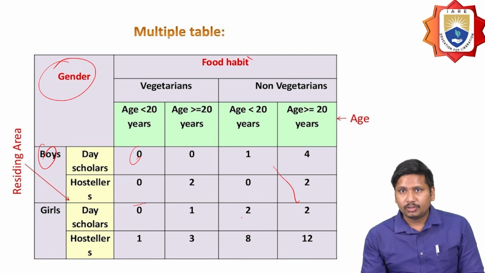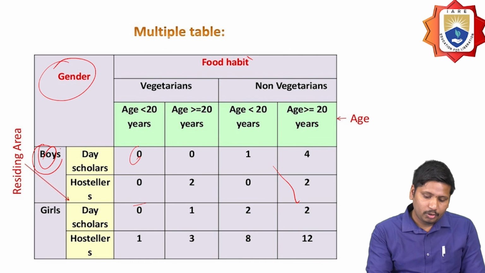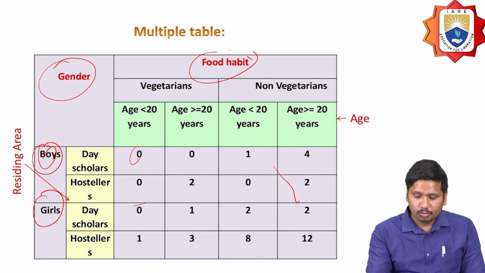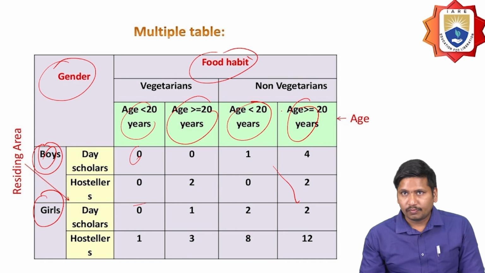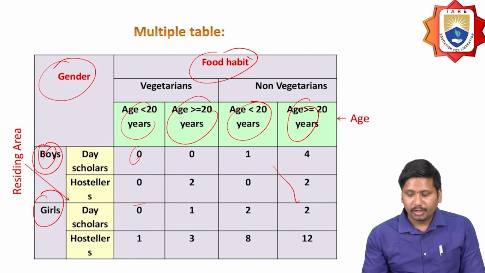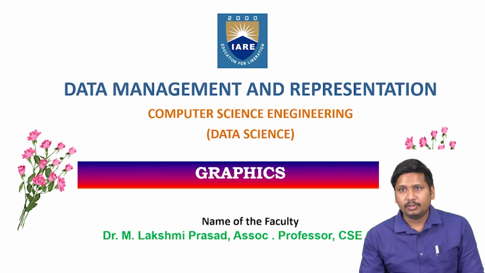And multiple tables: I can divide the rows into further sections, and the columns will also be divided further into two more categories, an extension of the triple table, and then it is called a multiple table.